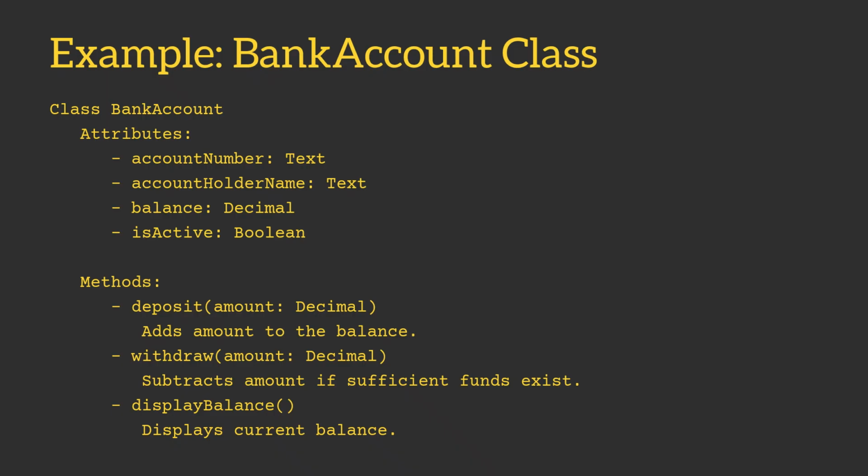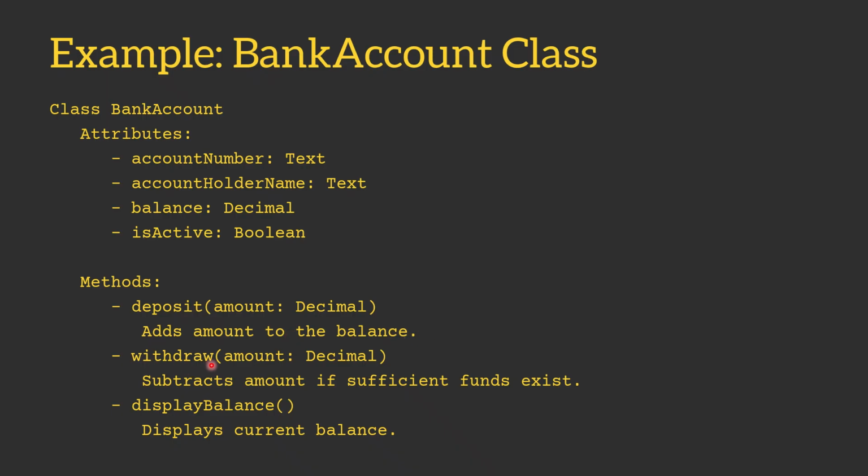In pseudocode, it would be written something like this. We'd have the keyword class, and whatever the class name is. We start with the word attributes, and then we list each one of the attributes, the attribute name and the data type. Then we say methods, and list the method name. If there's a parameter, like we said, we need to know how much they're depositing, so amount would be a parameter, and it would be a decimal data type. Underneath it, we would put the description. So this would add amount to the balance.